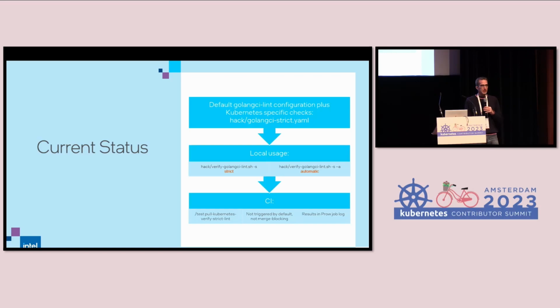As a developer, when you're working on source code, you use the verify script that we have in the hack directory. The verify golangci-lint shell script has some simple flags. One is -s, and that enables the strict linting. It basically just chooses the different configuration that I just mentioned. And then it will check the entire code base. That's how I found these 2,000 issues.